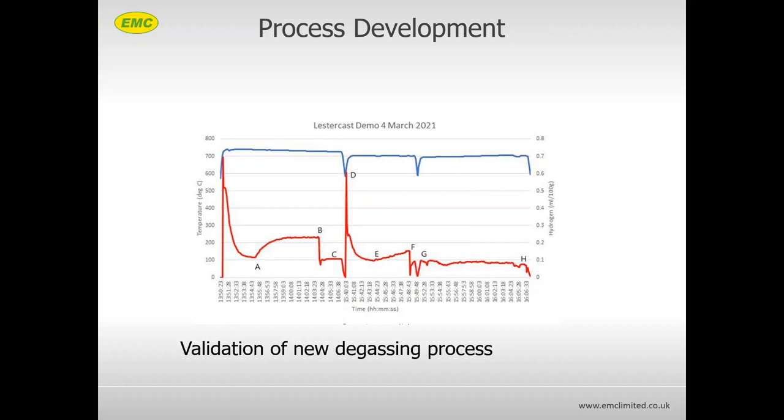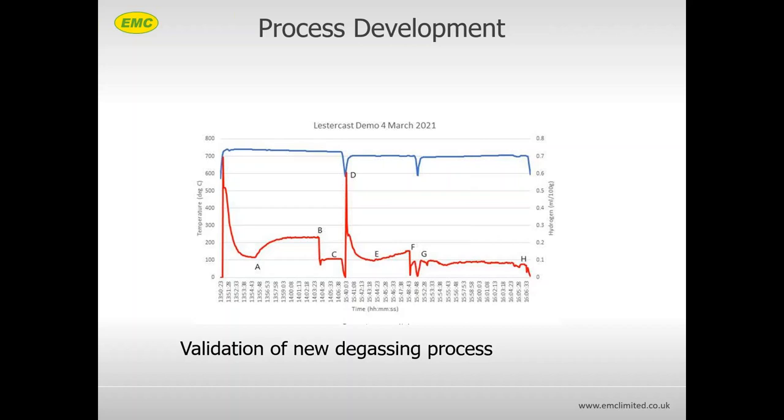So point C, point D, degassing process started, with the probe out of the melt. The probe was then reintroduced again with a 1% hydrogen, which came down to point E again to validate that the probe was working correctly, giving the correct value.